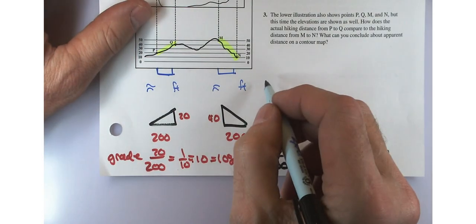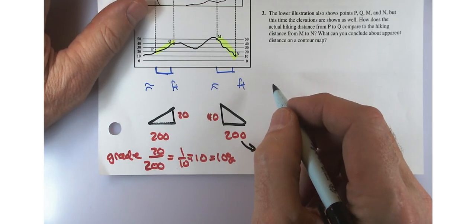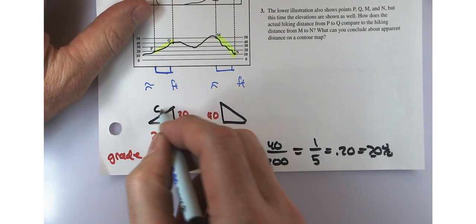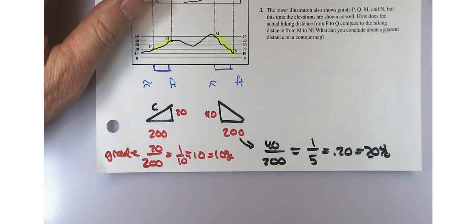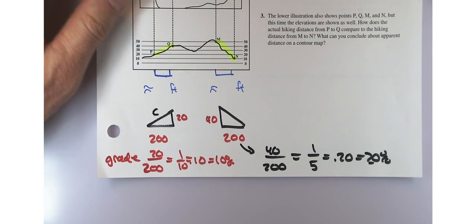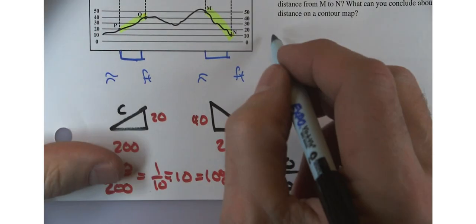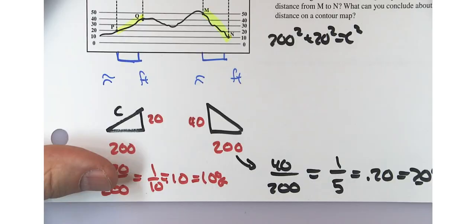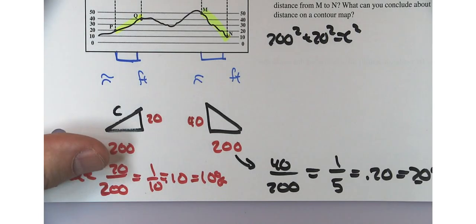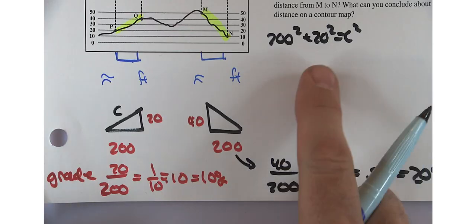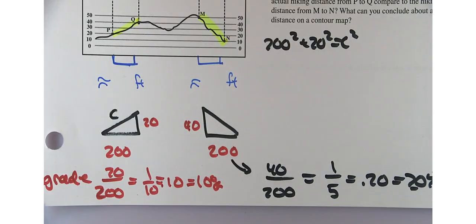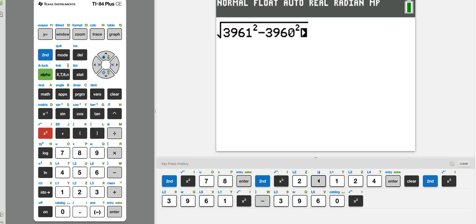Someone set up the Pythagorean theorem for me on this one. Max, thank you. What's the Pythagorean theorem going to be for this distance? We'll call it C. How would I set up the Pythagorean theorem on that one? 200 squared plus 20 squared equals C squared. Yeah, 200 squared plus 20 squared equals C squared. All right. So it's up to you if you want to do some of this out by hand first. For myself, I find it easier just to plug it in. By the way, this should give me 89.